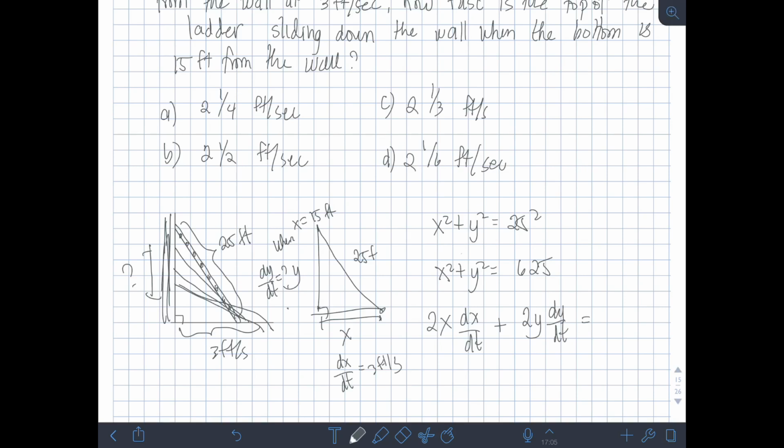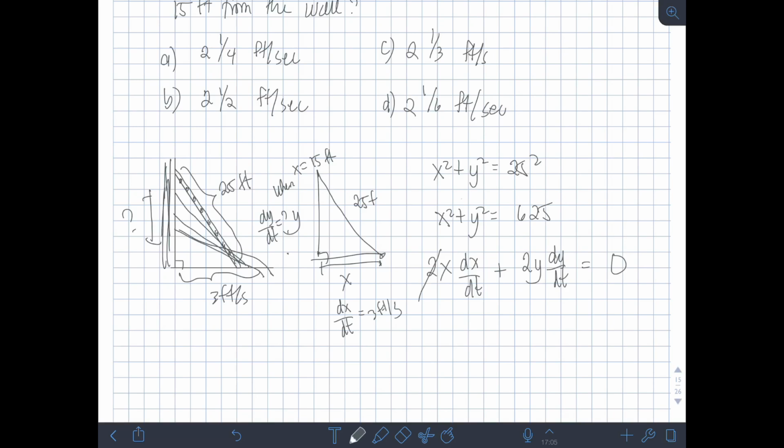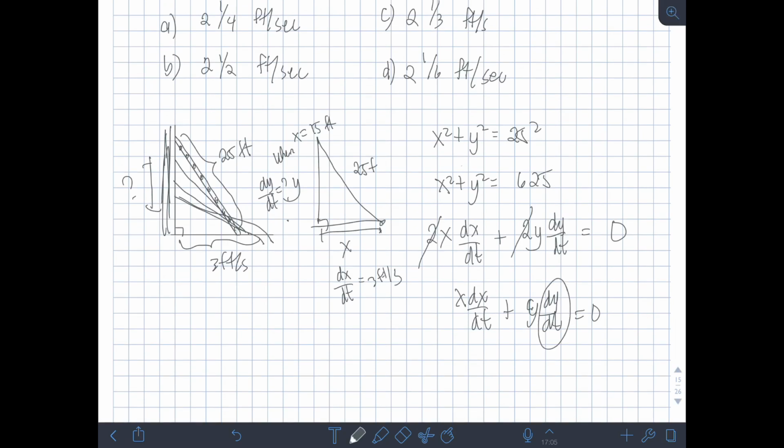Okay? Equals, itong constant, pag differentiate mo, 0, right? So, equal 0. So, pwede natin makancel tong 2. So, magiging x dx over dt plus y dy over dt equals 0. So, ang hinahanap natin ay ito. So, paghiwalayin natin. So, we have x dx over dt is equal to negative y dy over dt.